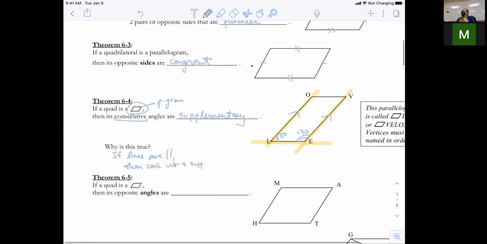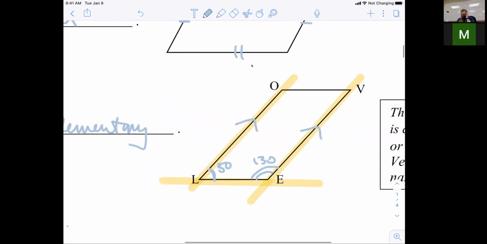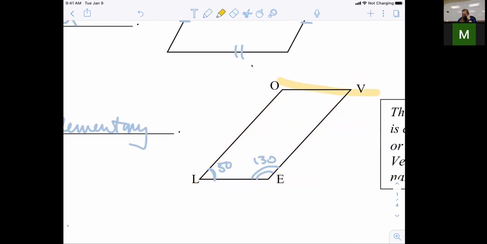Okay. If I were to go back to this picture, I could also have looked at different parallel lines. I could have looked at these two. I could have looked at OV and LE. Those guys are also parallel, and their transversal is LO. So that makes angle O and angle L also supplementary. So I could label angle O 130.